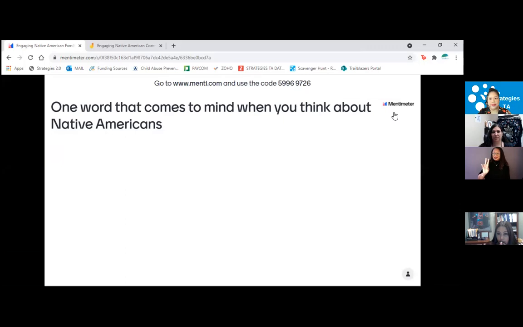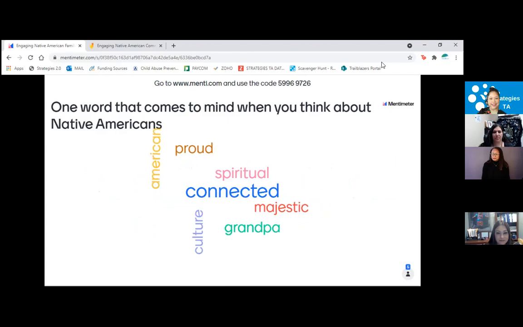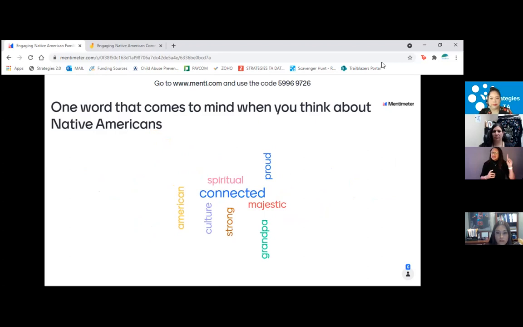One of the things Marcelina and Jaclyn wanted everyone to do was to think of one word that comes to mind when you think about Native Americans, and then we'll be able to see the words come up here. So we're already seeing some of our words coming up. It looks really nice. Folks are also asking if they can put it in the chat, Lydia. Yes, you can put it in the chat. That's fine as well.